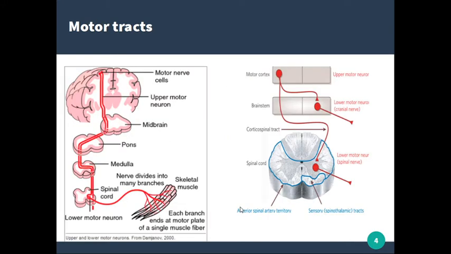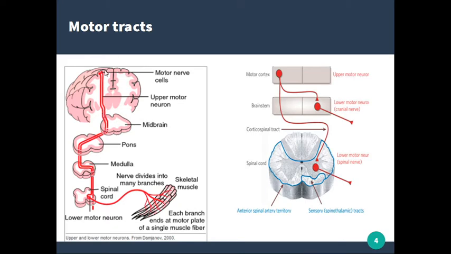Motor tracts. As we said before, when we have a patient presenting with a motor deficit, the problem can be anywhere in the CNS or the PNS. It can be in the central nervous system or in the peripheral nervous system. So the damage can either be here at the cortex, within the matter of the brain, at the midbrain, the pons, the medulla, the spinal cord, or in the lower motor neurons. So this entire thing here is a tract.